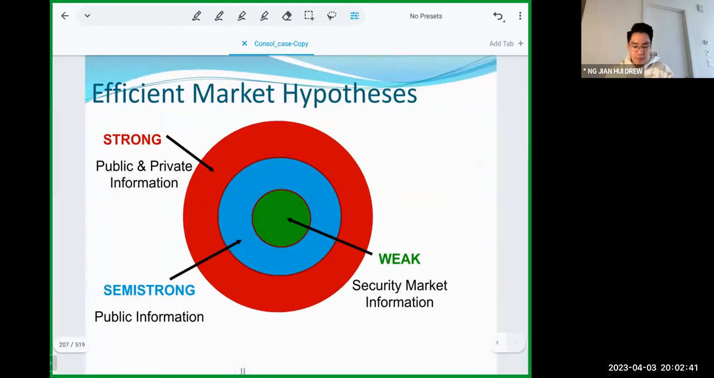Right, so this is just a pictorial version. The weak form is the release is inside, and then public, and strong form includes public and private information.